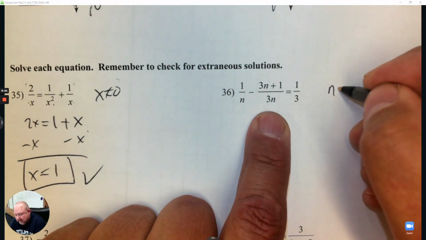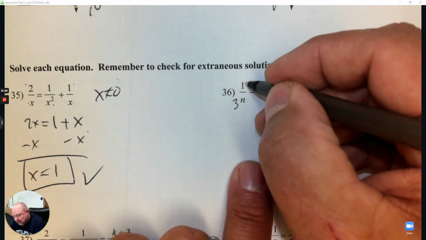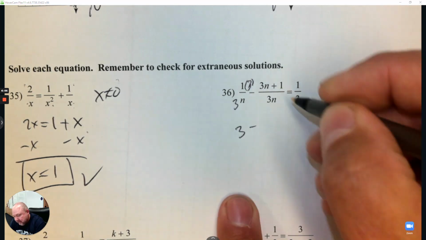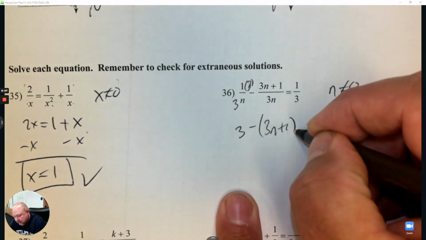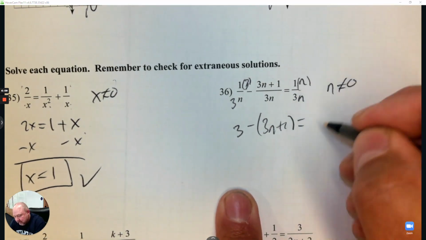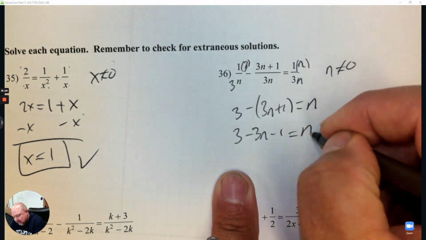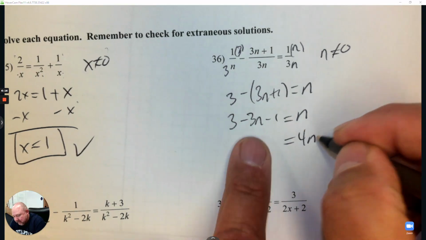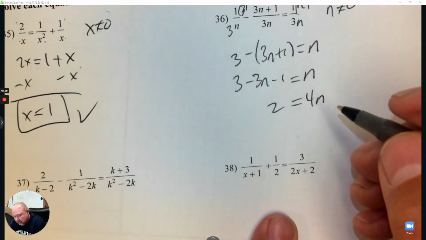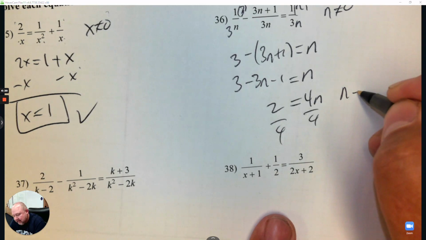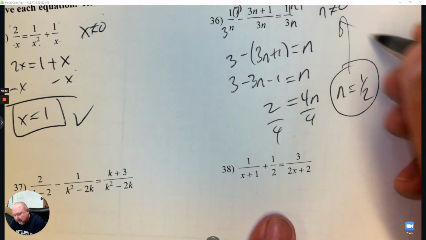Again, the number n cannot be is 0. Common denominator, so I'm going to multiply by 3. This one stays the same. And then multiply by n, and 1 times n. And then solve that. Distribute the negative. And then solve. So I'm going to add 3n. 3 take away 1 is 2. Divide by 4, and I get n to be 1/2. Good answer because it's not 0.